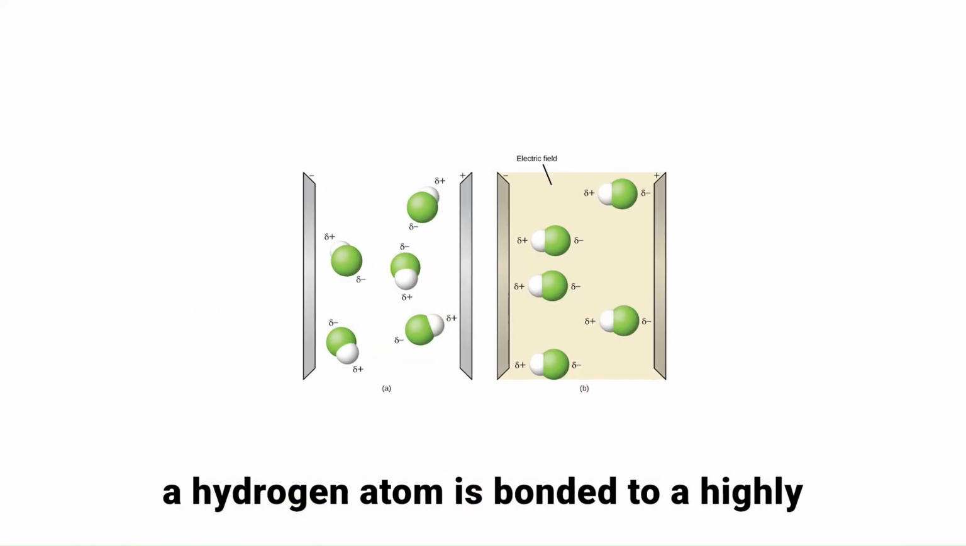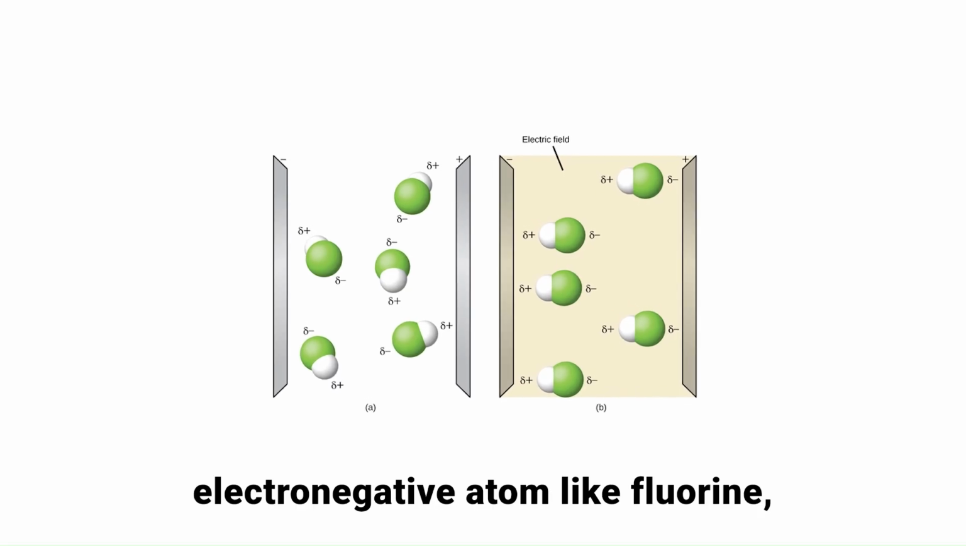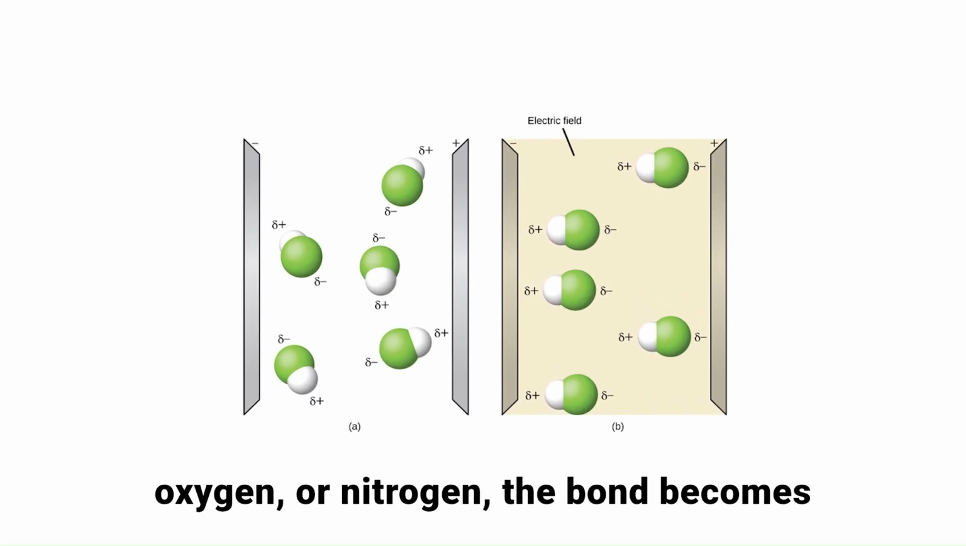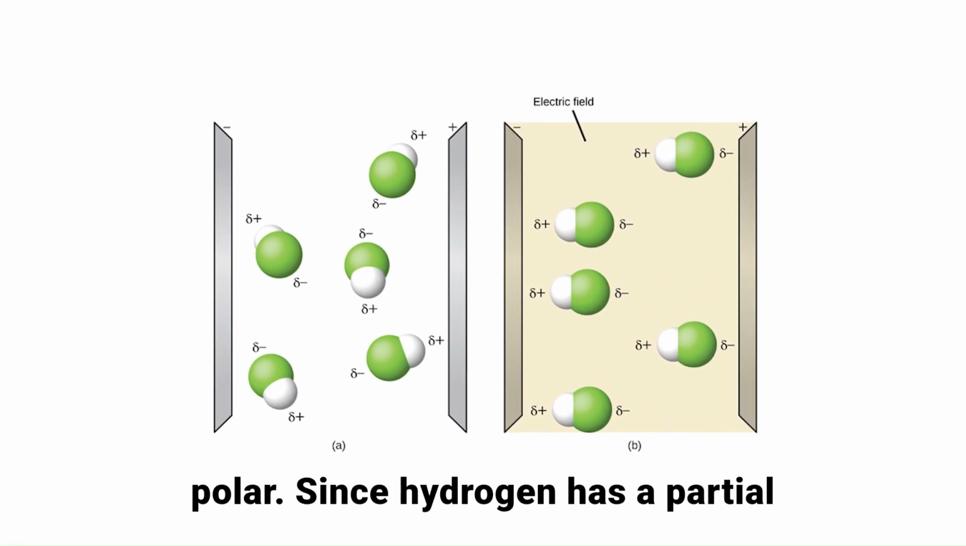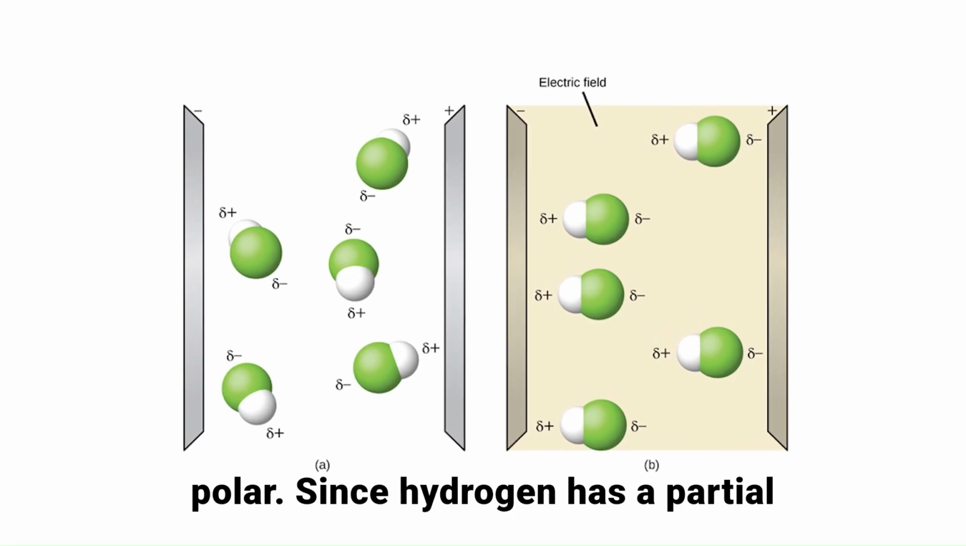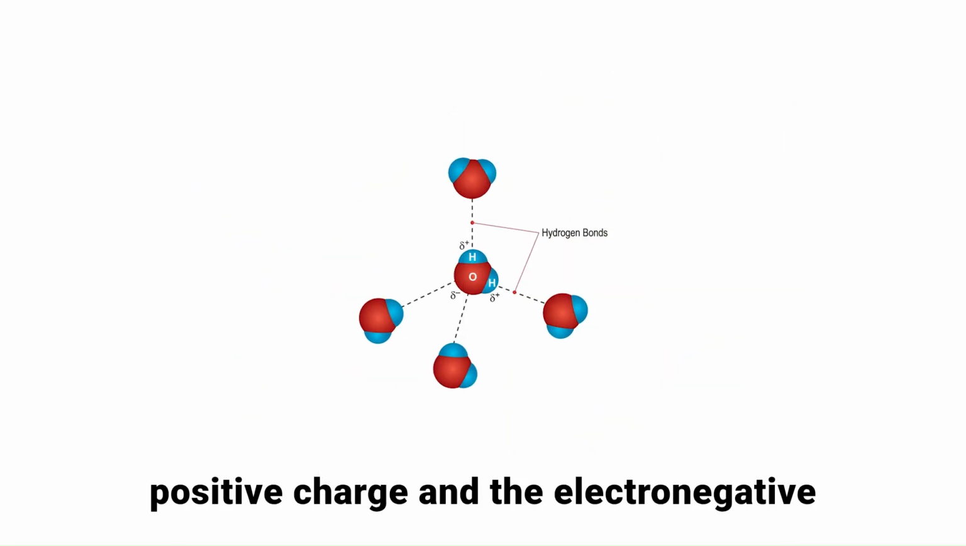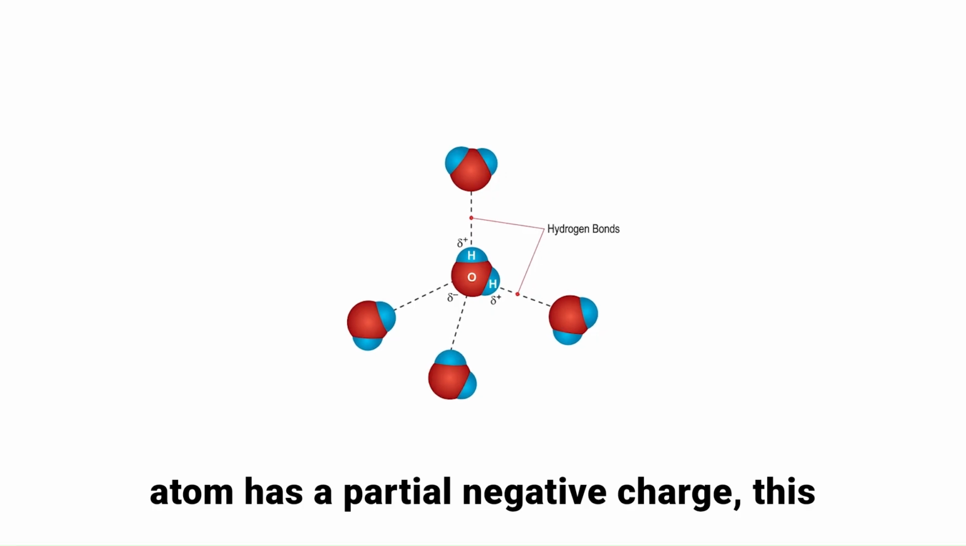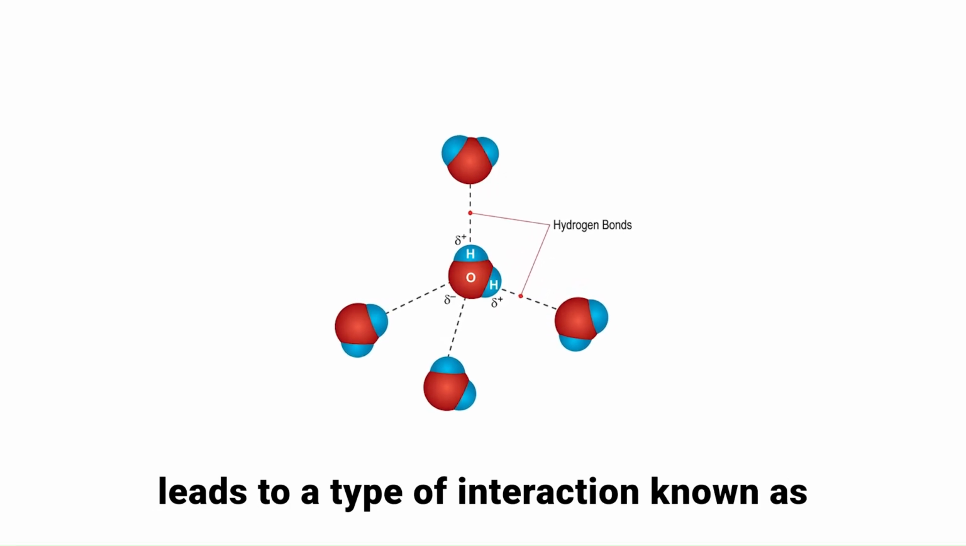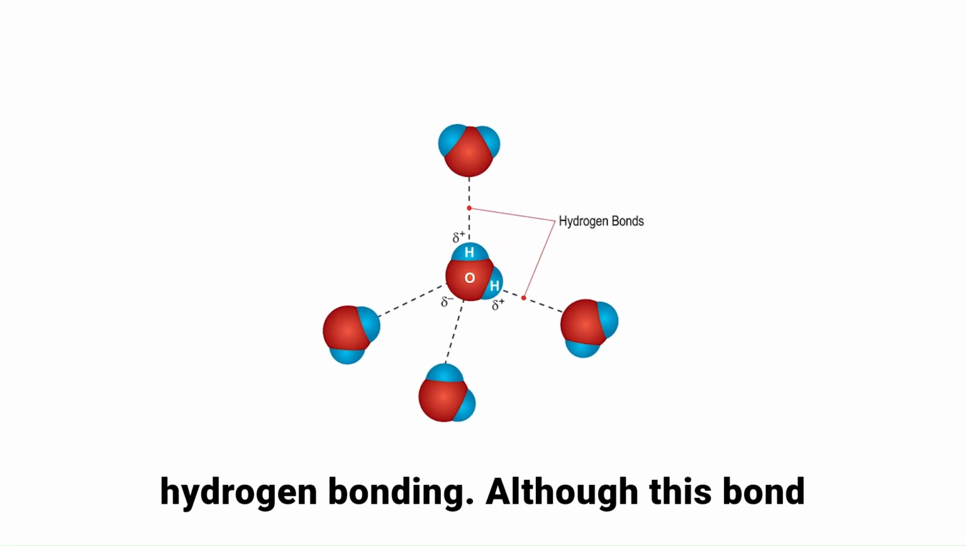When a hydrogen atom is bonded to a highly electronegative atom like fluorine, oxygen, or nitrogen, the bond becomes polar. Since hydrogen has a partial positive charge and the electronegative atom has a partial negative charge, this leads to a type of interaction known as hydrogen bonding.